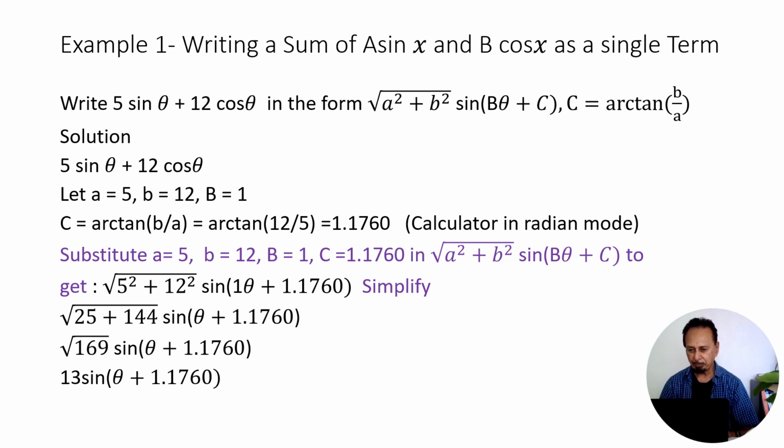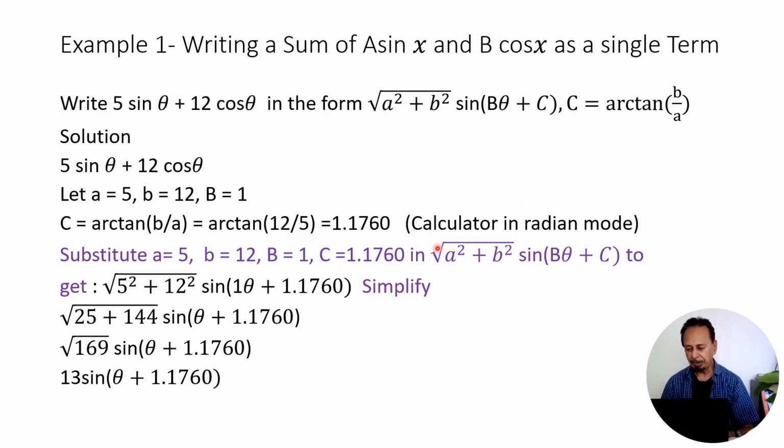So here is example 1. We're going to write 5 sine theta plus 12 cosine theta in the form square root of a square plus b square sine of b theta plus c, where c equals arctangent b over a. So let's start with 5 sine theta plus 12 cosine theta. Let a equal 5, b equal 12, and uppercase B is 1. So first we find c. C is the arctangent b over a, which is arctangent 12 over 5.